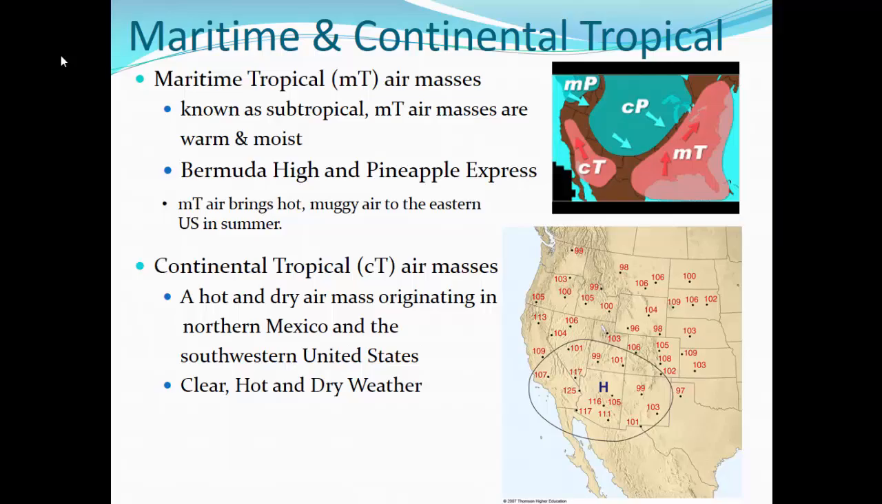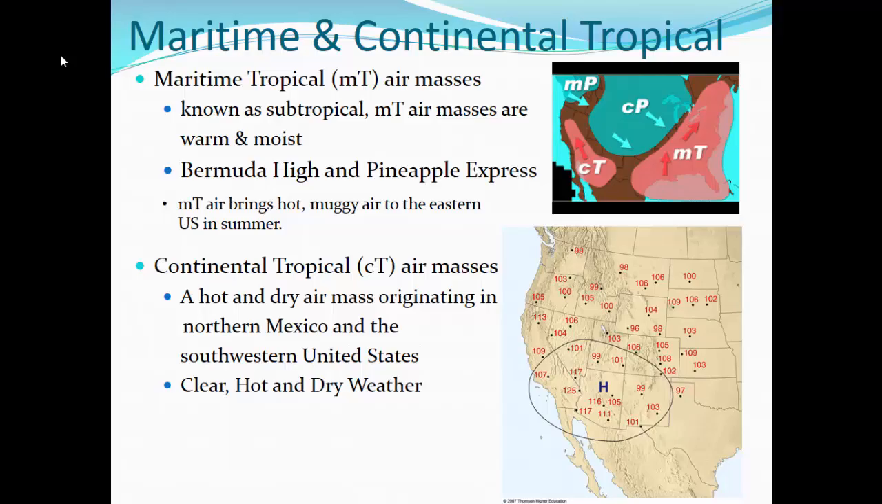Those dry, warm air masses only happen in the summertime, and they originate in the high plateaus of the desert Southwest, particularly the Mexican plateau that we see across the southwestern part of North America. So hot, dry air originating in northern Mexico and the southwest United States creates a continental tropical air mass, lots of hot weather, lots of dry weather, and clear weather. The other side of that coin is going to be the maritime tropical air mass.